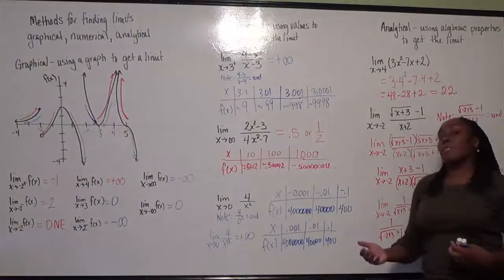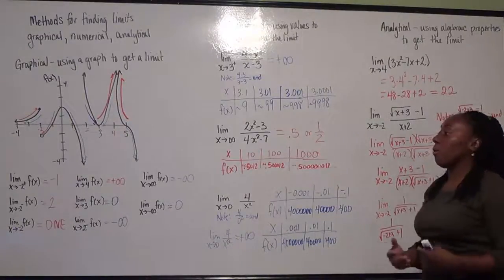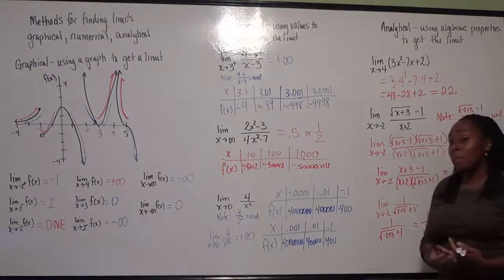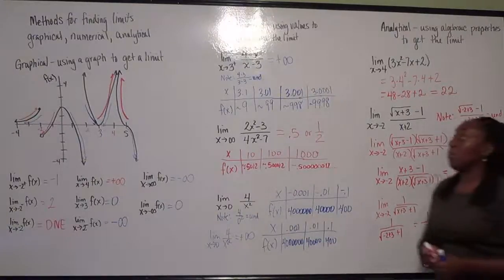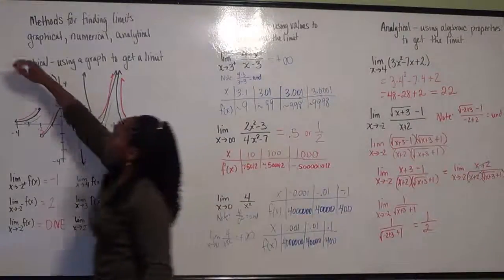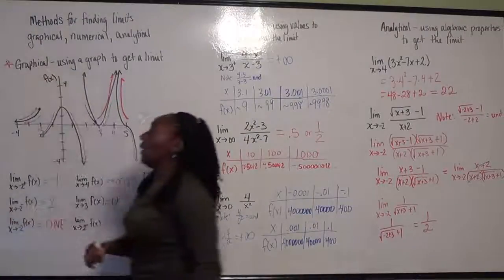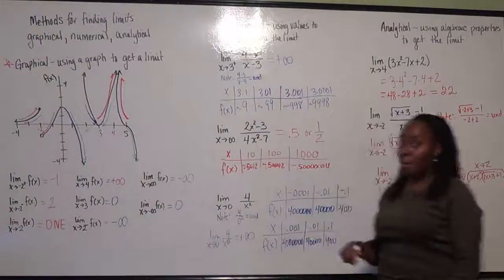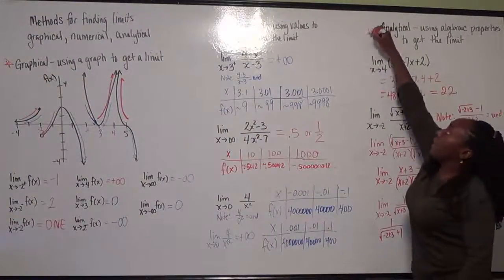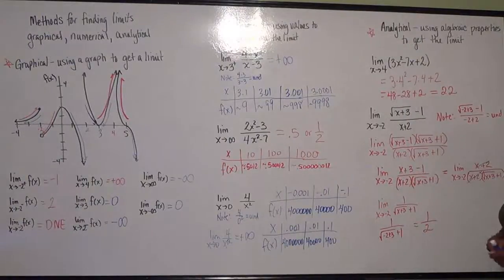For the extension of this course, meaning what we're going to be doing throughout the course, the 2 main methods that you're going to want to know how to do are your graphical method, so being able to read information from the graph, and your analytic method, so being able to take a function and manipulate it algebraically so that you can get the limit.